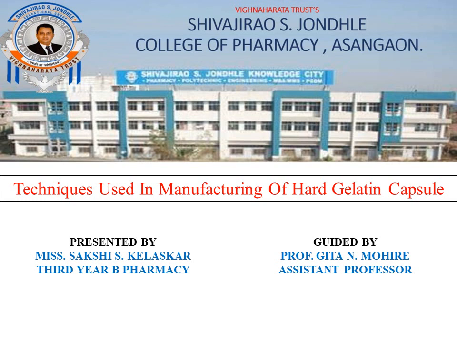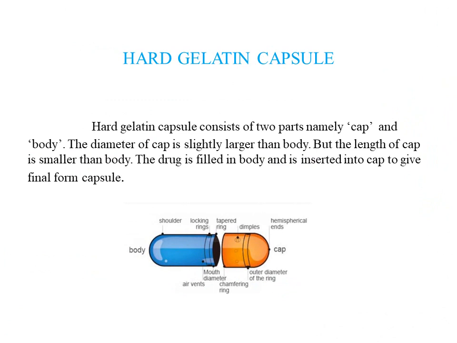Today I am going to present a topic from the subject Industrial Pharmacy 1, that is techniques used in manufacturing of hard gelatin capsules. So let's begin. So let's start with the introduction. Now, first we will see what is a hard gelatin capsule.